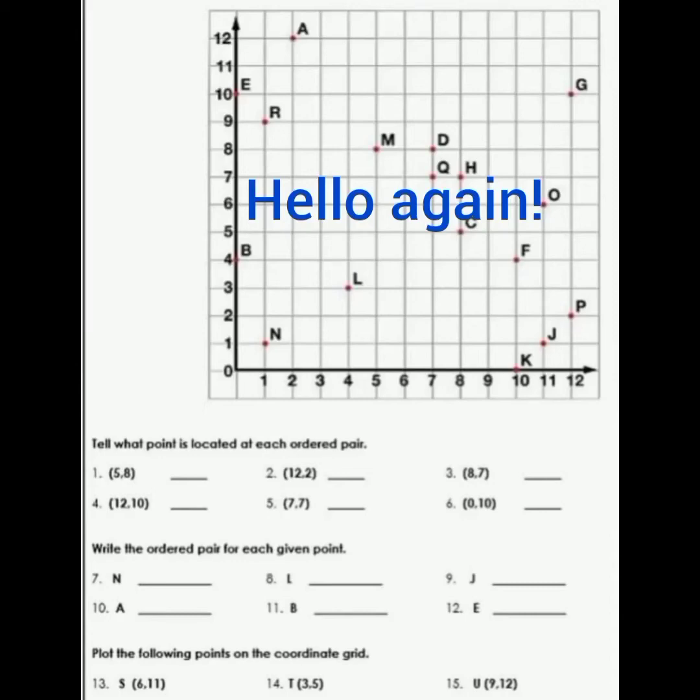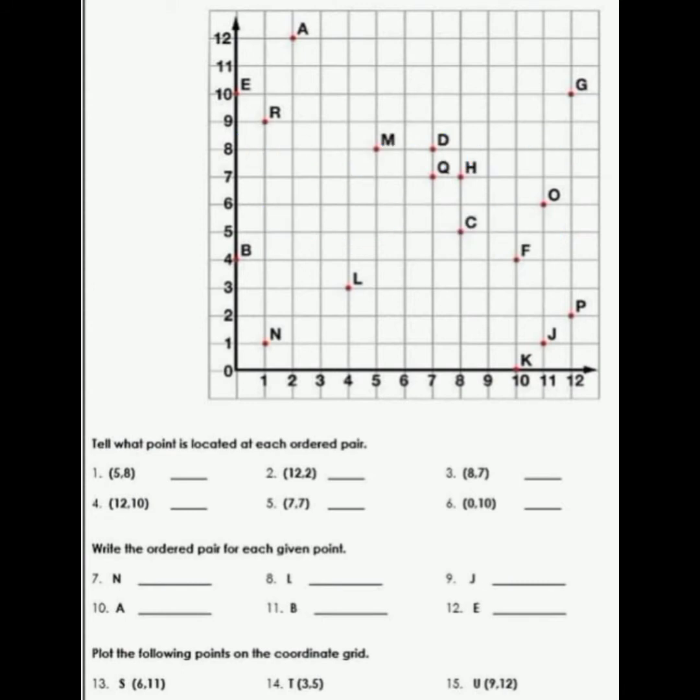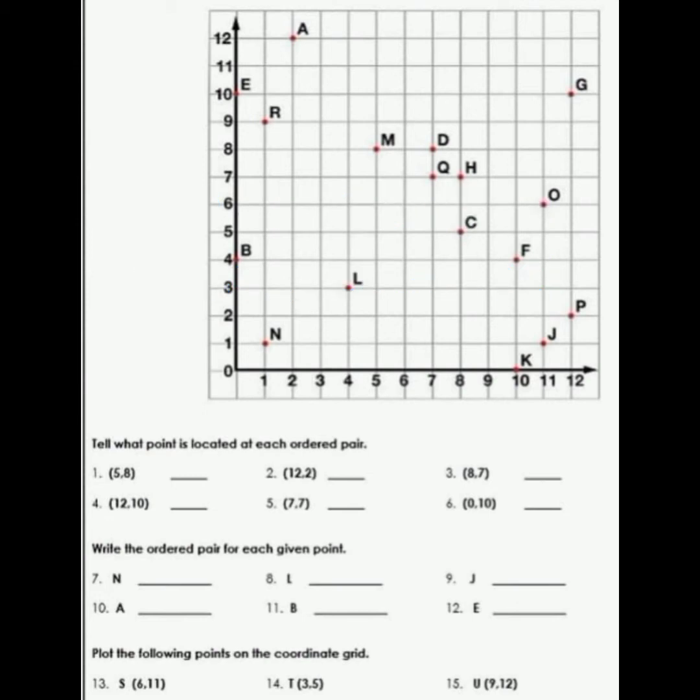Hello again, everyone. Today's lesson is going to be on coordinates. Now, this is a 5th grade worksheet, but as always, if you would like to see another grade, please leave a message and I can make an arrangement. I'm also going to assume that you have the general knowledge of coordinates, such as what the x-axis and the y-axis is, so I'm not going to spend too much time on it, other than just as a quick refresher.